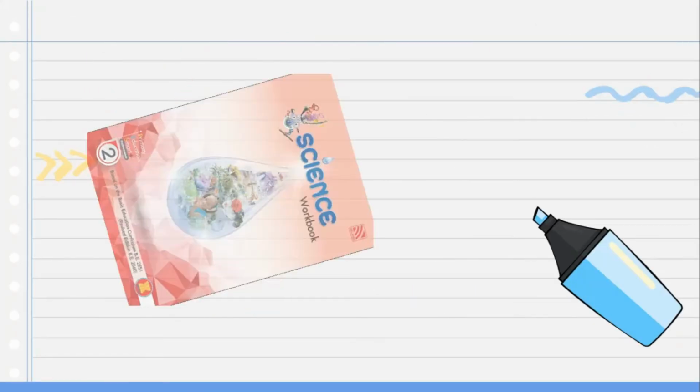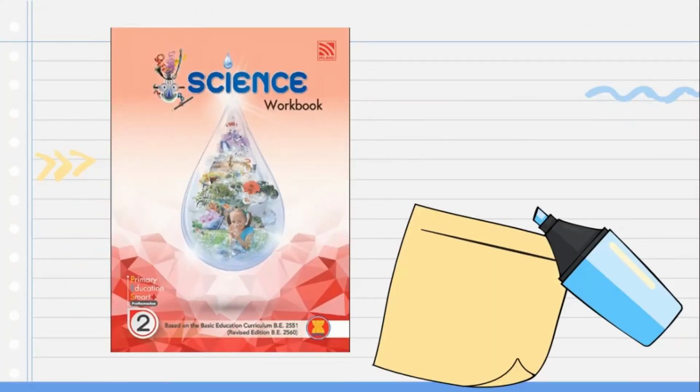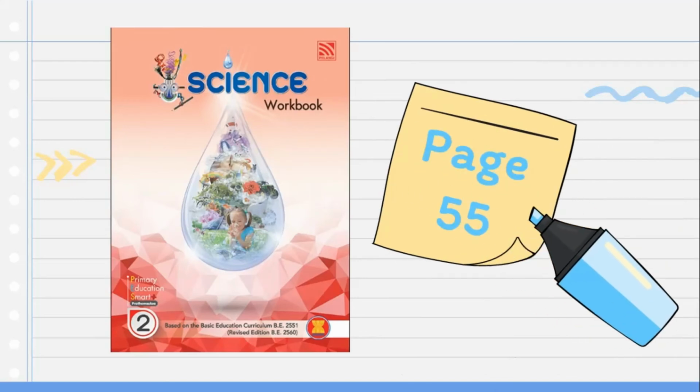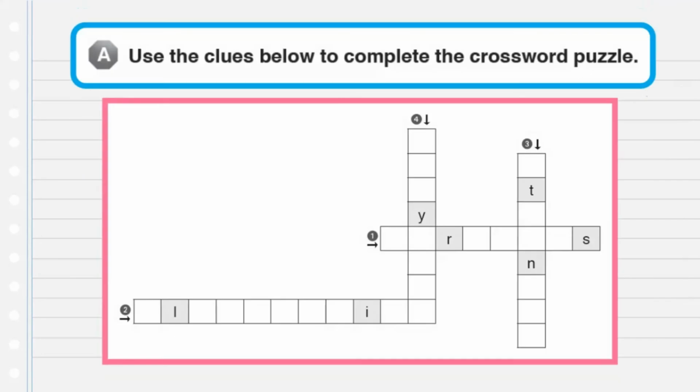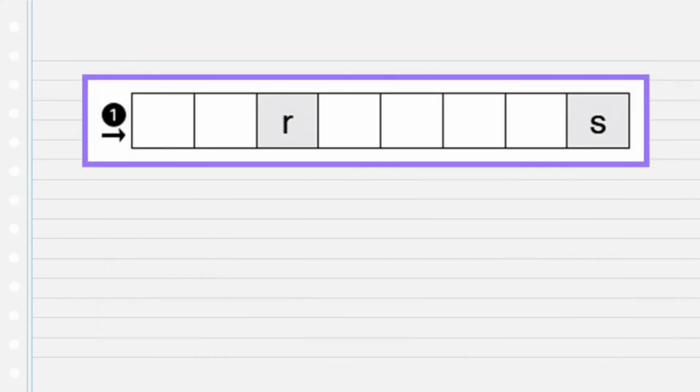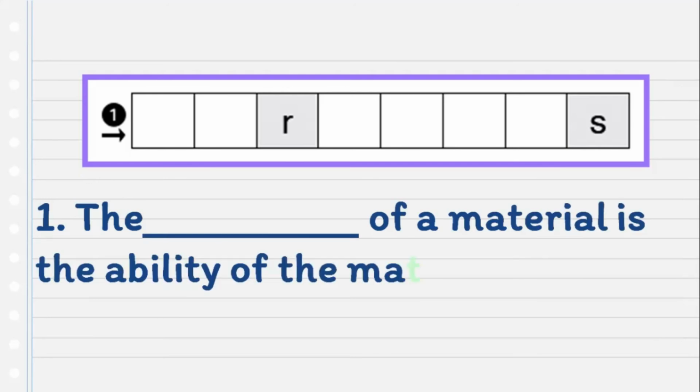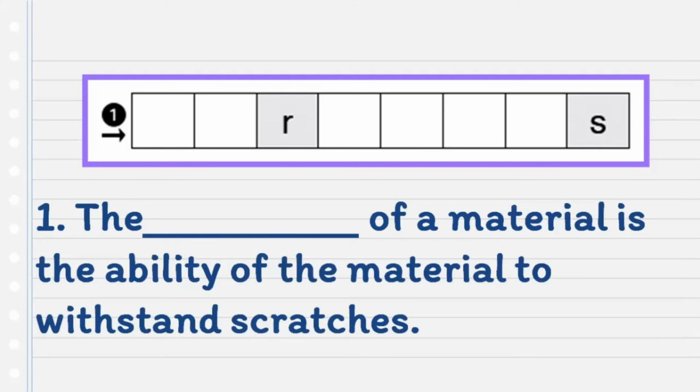Now, please get your science workbook and open it on page 55. As a review, we're going to do the term test on page 55. Letter A. Use the clues below to complete the crossword puzzle. Number 1. The blank of a material is the ability of the material to withstand scratches.